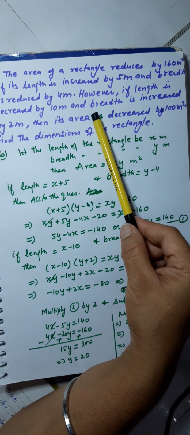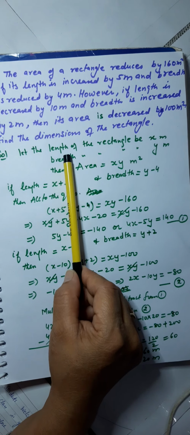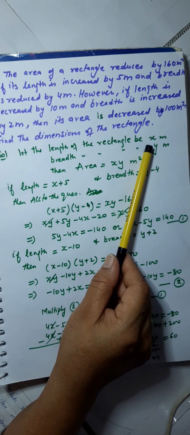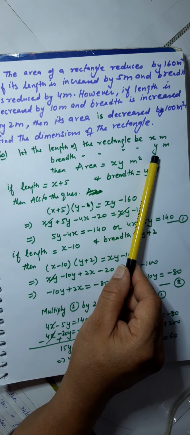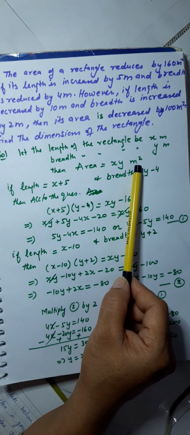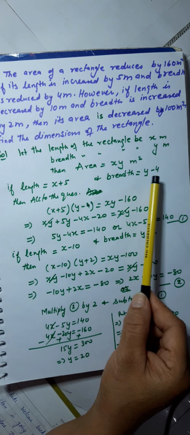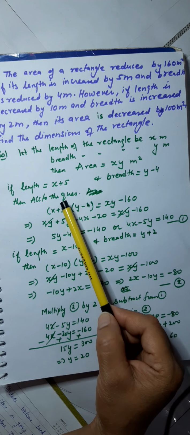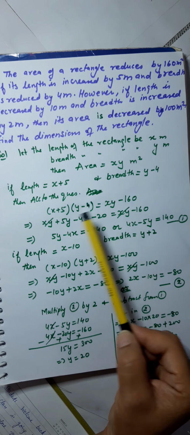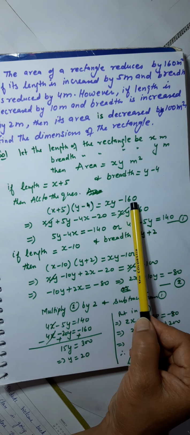Only the relation between the length and breadth is given, but they are unknown. So we can assume them to be x and y. Let the original length of the rectangle be x and the original breadth be y meters. Then area will be equal to x into y meters square. If length is increased by 5 and breadth is decreased by 4, then the area is reduced by 160. That means length into breadth is equal to xy minus 160.